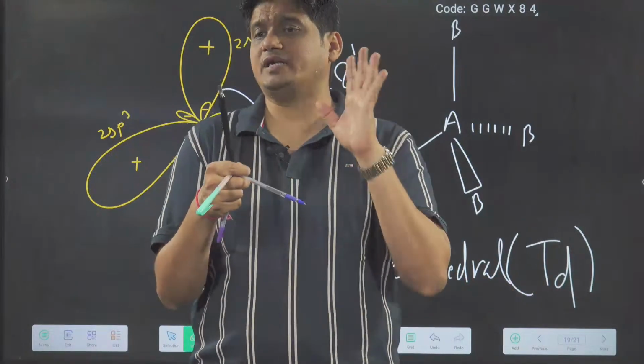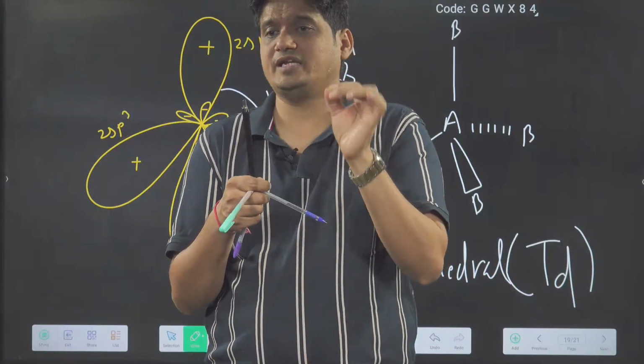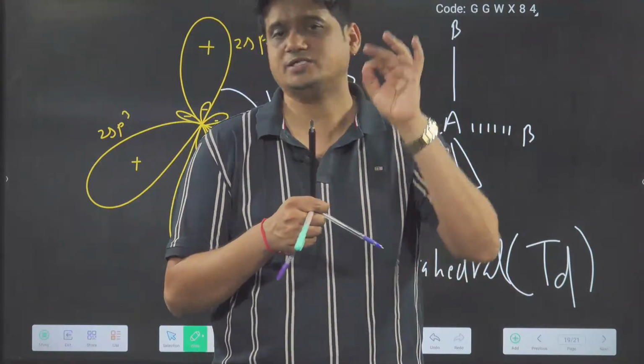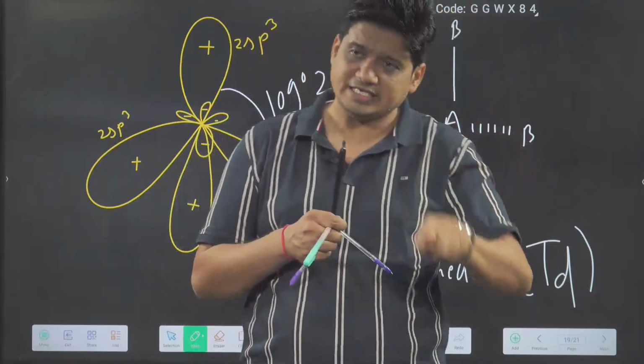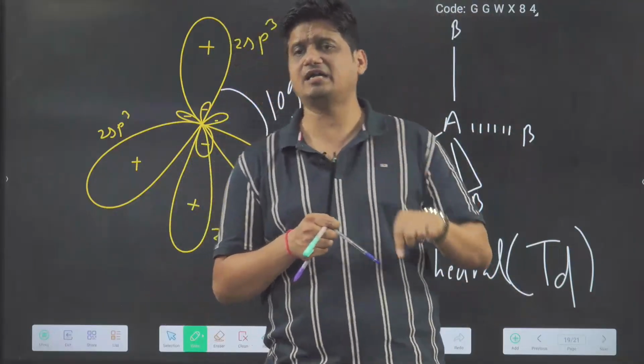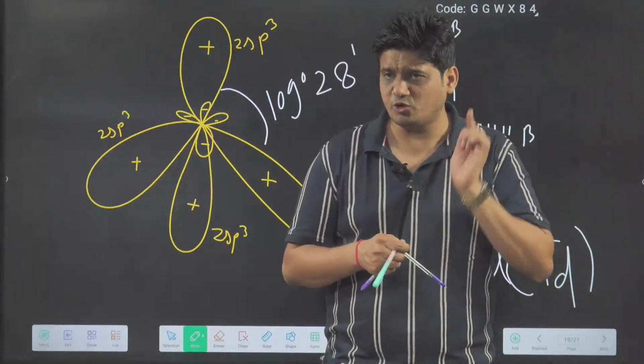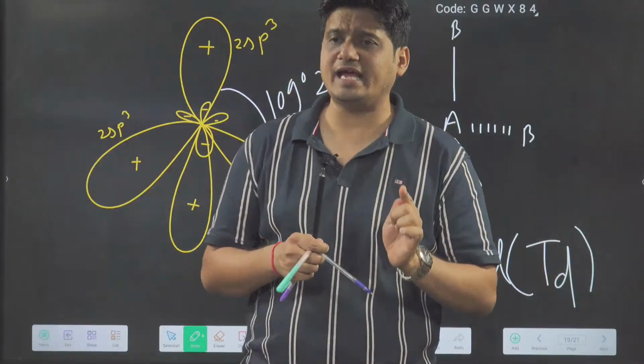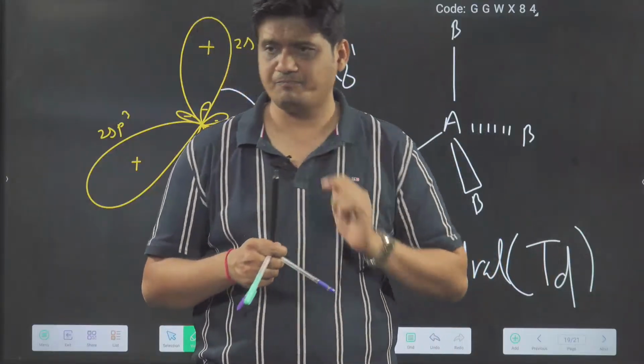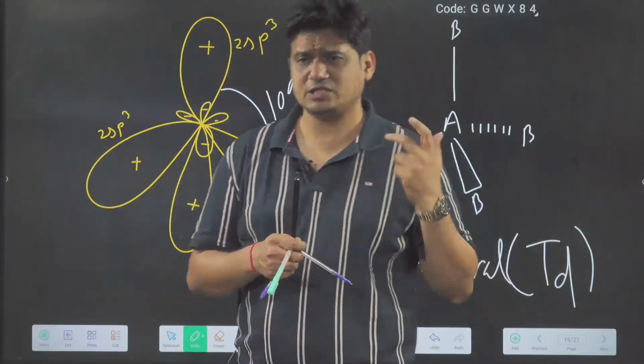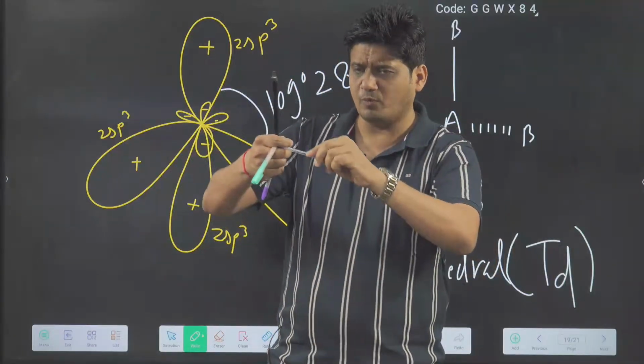So, first of all, I'm explaining the name tetrahedral. Tetra means 4, hedral means a face. 4 faces are there in this geometry, and that is why it is named tetrahedral. Sir, how do we get 4 faces? Explain to us. Don't worry, let's observe here.